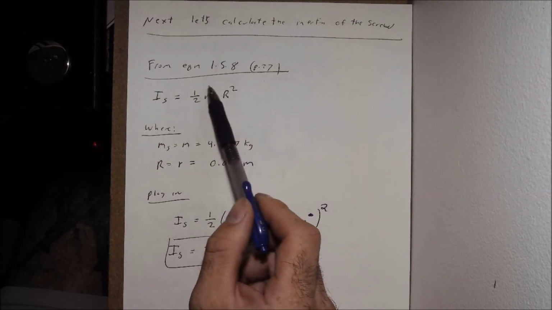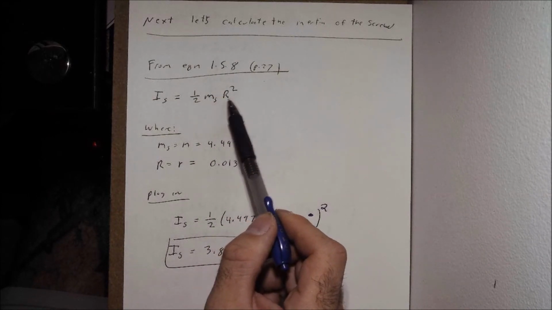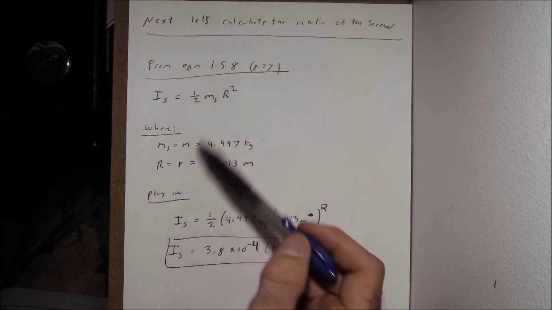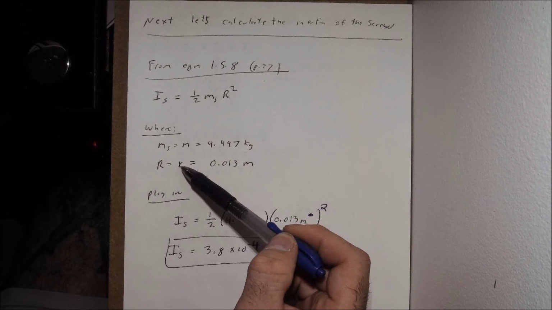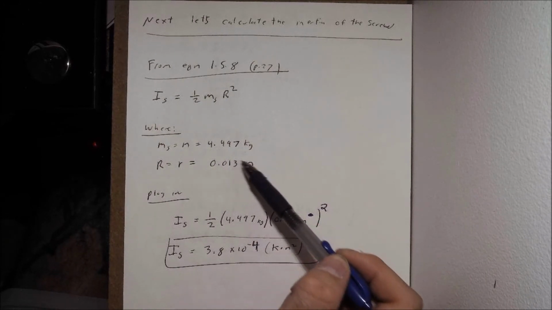Now, if we hadn't known to calculate that in advance, we could get to this problem and go back and solve for it. No worries there. The relationship here is to realize that our capital R from equation 1.5.8 is really what we're calling our lowercase r given to us in the problem statement. We know that's a given value of 0.013 meters.